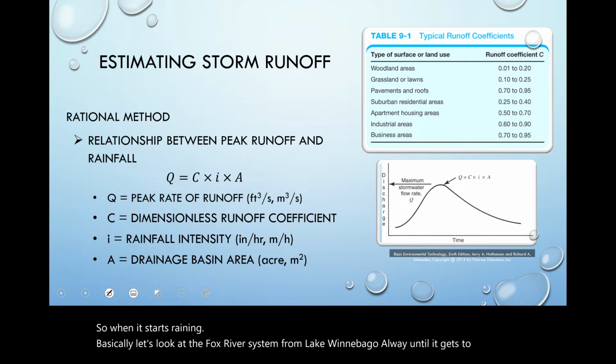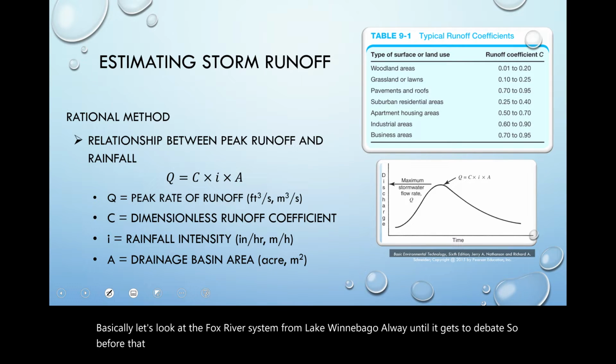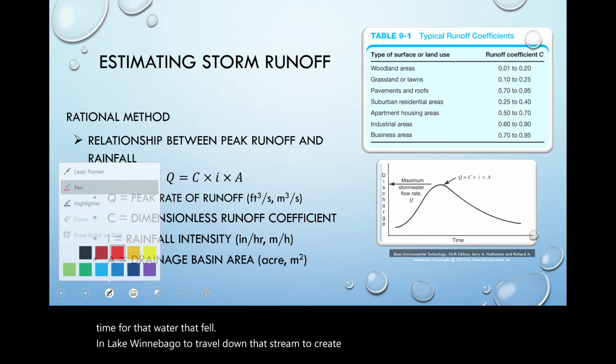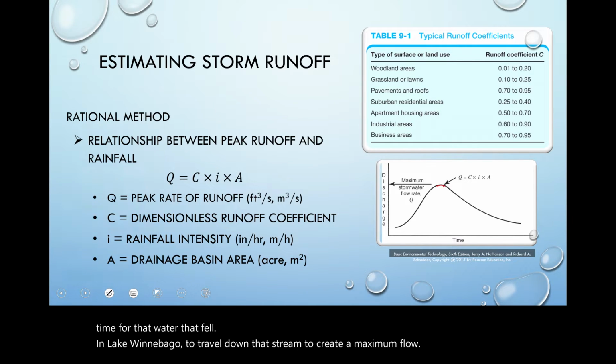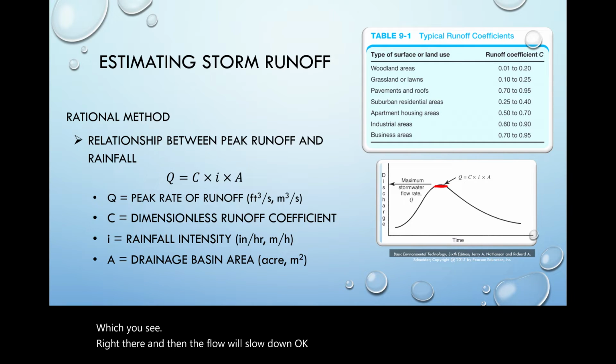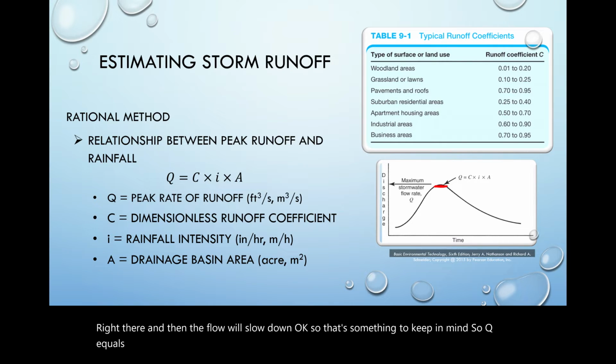Before that flow is seen at the De Pere Dam, which is the last dam in the system, it takes time for the water that fell in Lake Winnebago to travel down that stream to create a maximum flow, which you see right there. And then the flow will slow down. So that's something to keep in mind. So Q equals C times I times A.